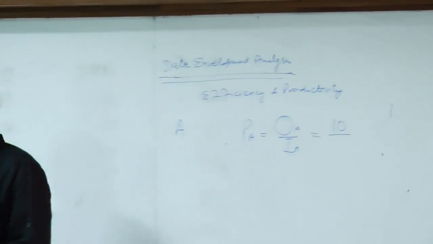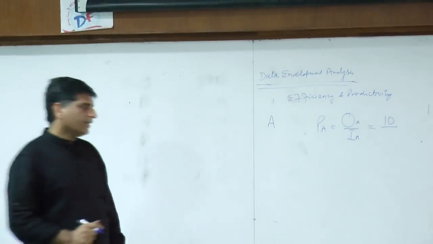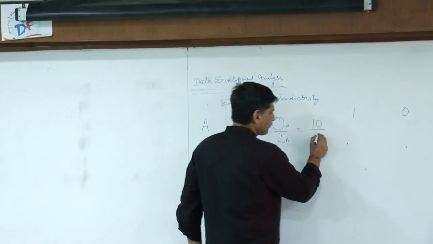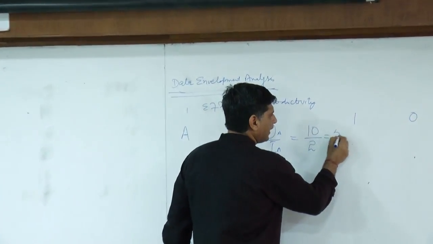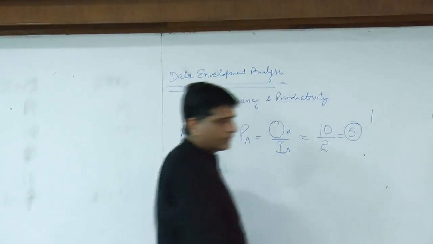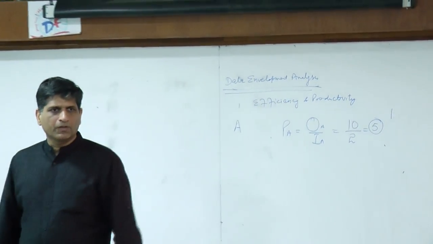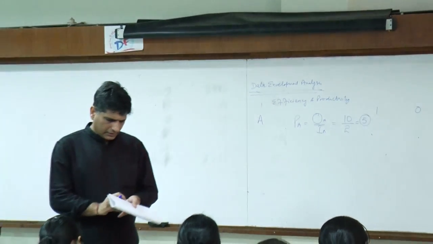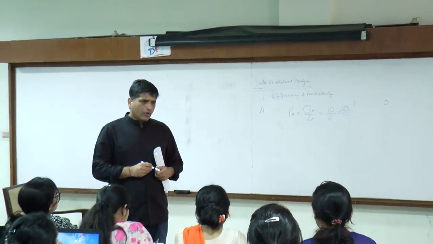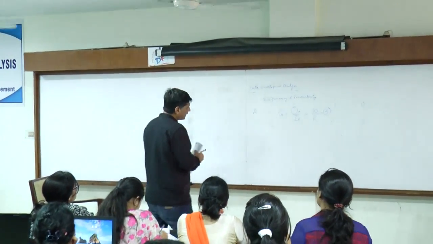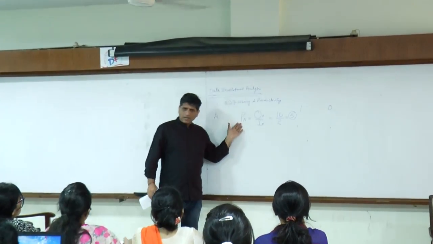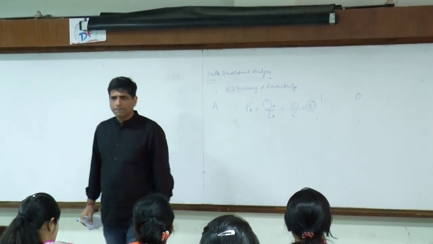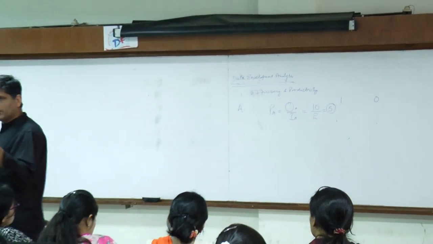Say 10 is the output. Input is 2, and this figure we get is 5. This is very easy. We can say that the level of productivity of this firm is 5. Level of productivity of this firm is 5.